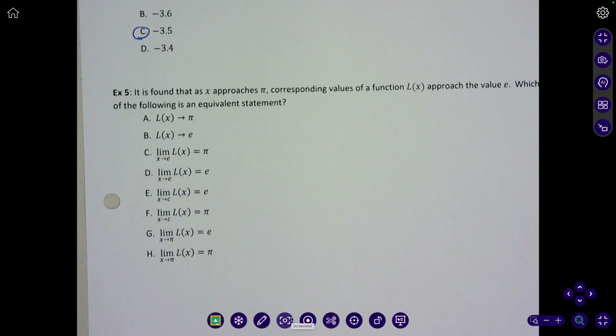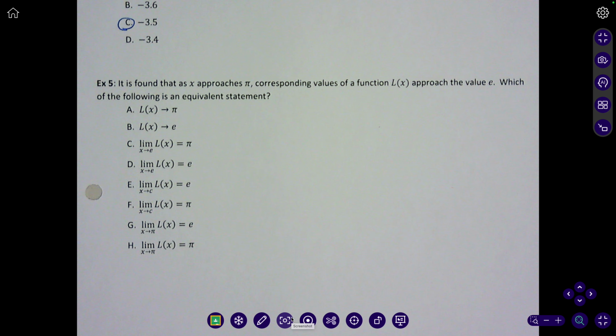Go ahead and read that and see if you can make sense of this one. See which one is the answer. All right, what do you have?